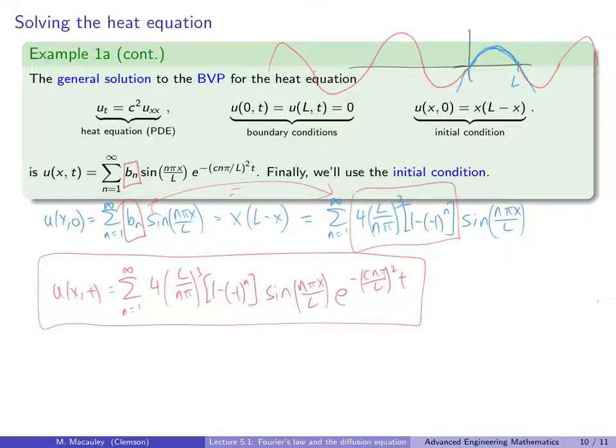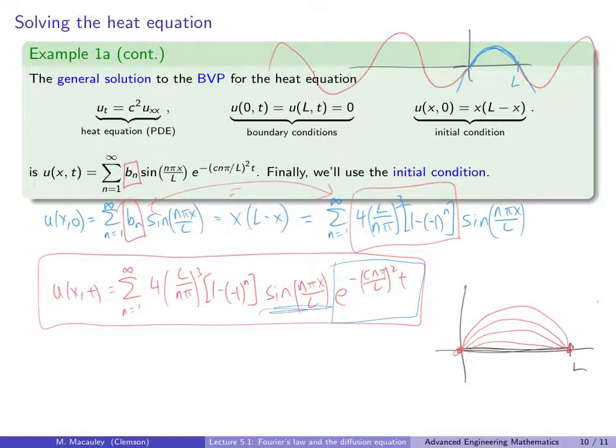Now let me say a word about what this represents physically. So we have this bar of length L. And at the left endpoint, the temperature is 0. And initially, the temperature is this parabola. So as time goes on, that parabola dies out, like this. And notice that mathematically, this exponential function acts like a damper that just kills this sine wave. So each one of these things is going to go to 0 as t goes to infinity.